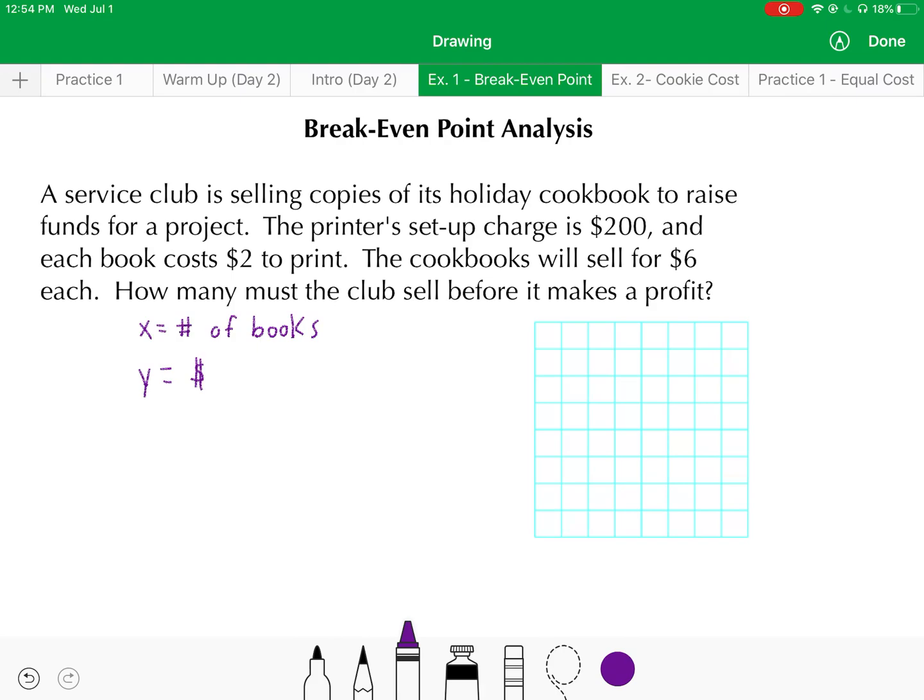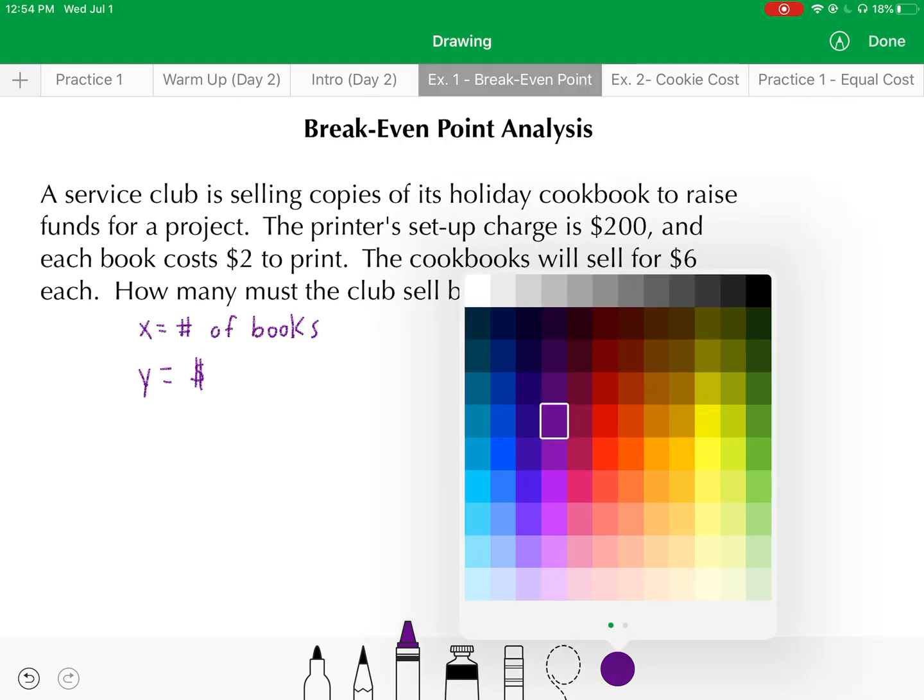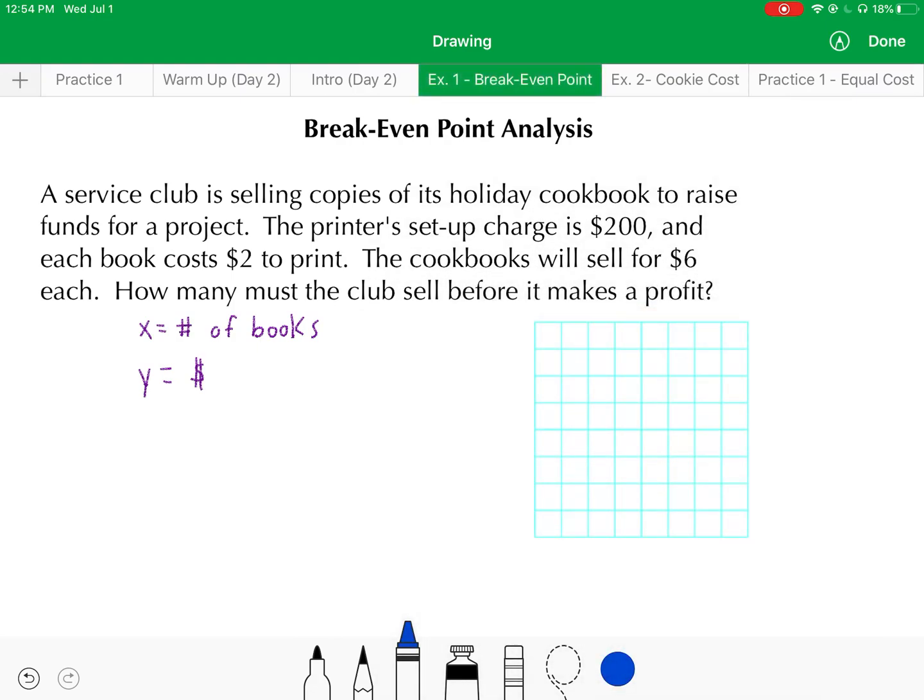So the first equation that I can come up with in this system, I'm going to refer to as the cost equation, okay? An equation to represent the cost of making these books, all right? It would be equal to Y equals 2X plus 200, okay? So what that's saying is I have to pay this upfront charge of $200 plus $2 for every cookbook that I sell, and that's going to determine the total cost of making these books.